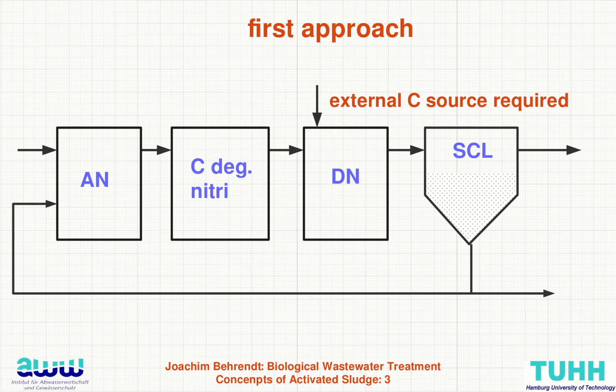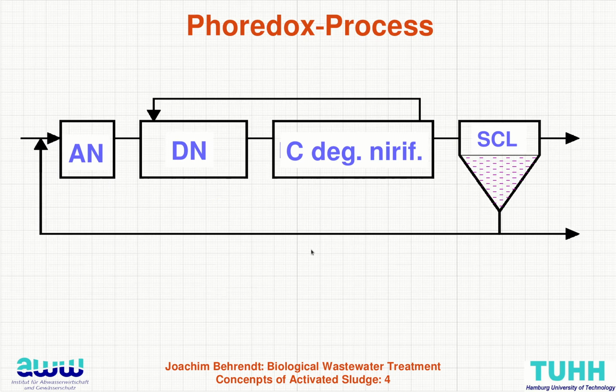This is quite expensive, it's energy waste, and on the other hand the wastewater brings a lot of C sources with itself, and therefore the idea is how to set this up to make use of the C source in the wastewater. There is implemented the so-called Phoredox process. This was also the process where the first biological phosphorus removing wastewater treatment plant in Germany was operating, in Berlin-Ruhleben.